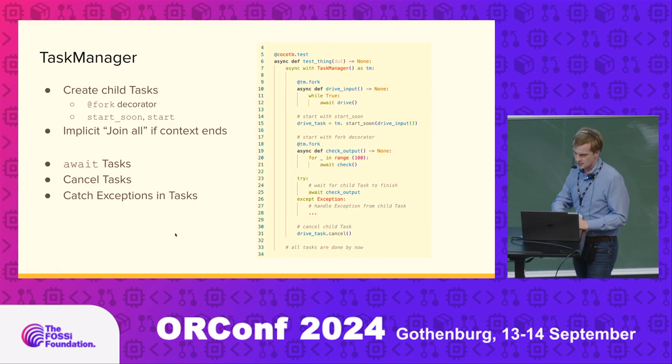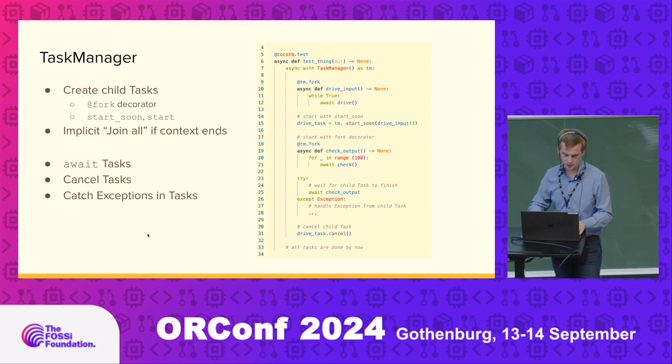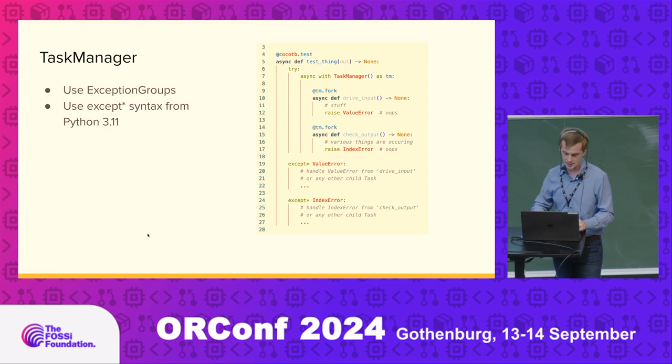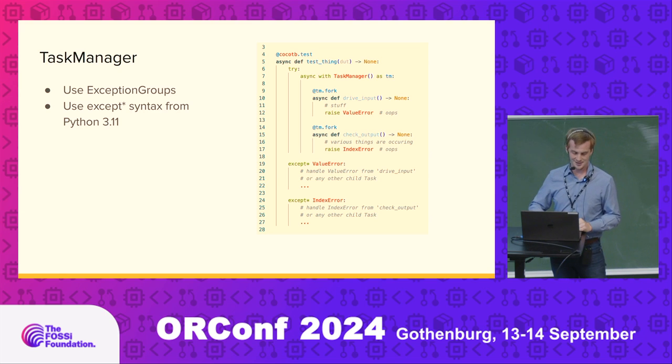All right, there's a couple other features with this. Just go through those real quick: you can start things soon, just like you would at top level. You can await on tasks, and you can cancel them. You can handle exceptions just like you would with any other type of task. It also supports exception groups and the except* syntax from Python 3.11. This is kind of like reusing asyncio's task groups functionality.